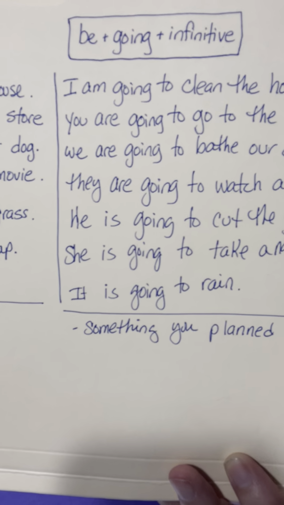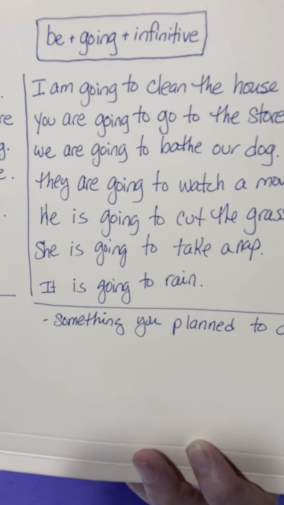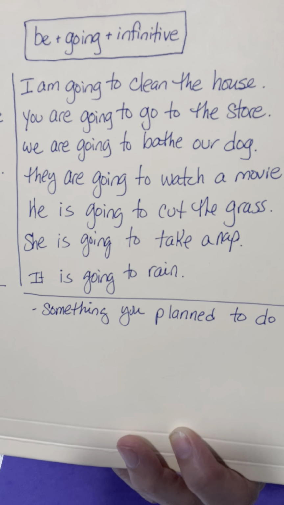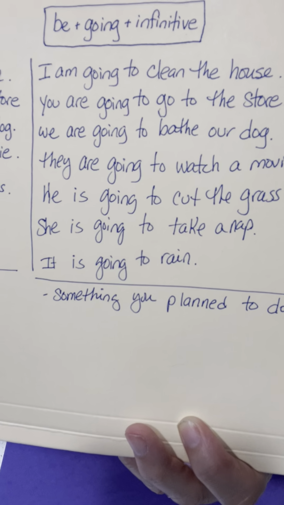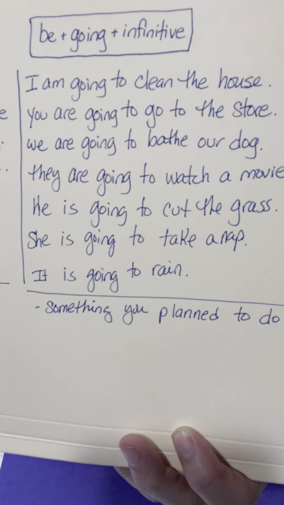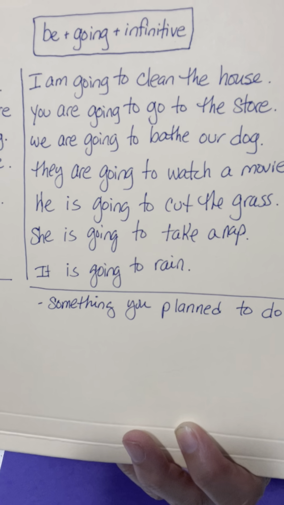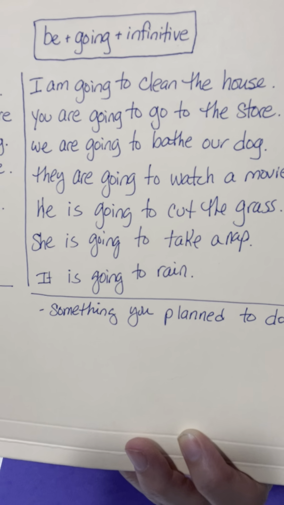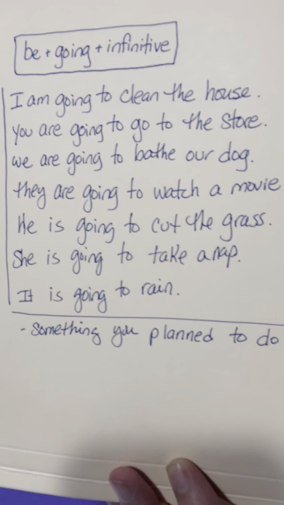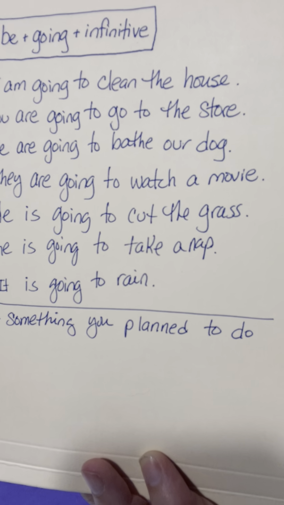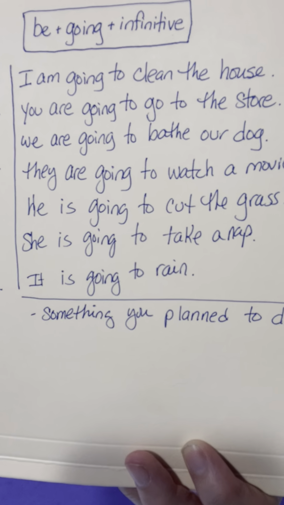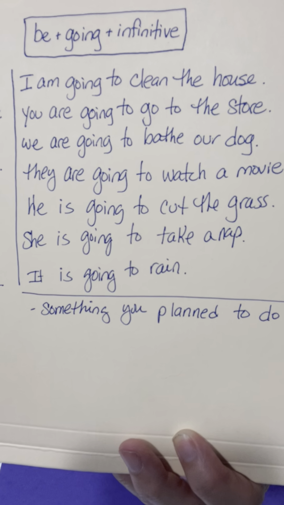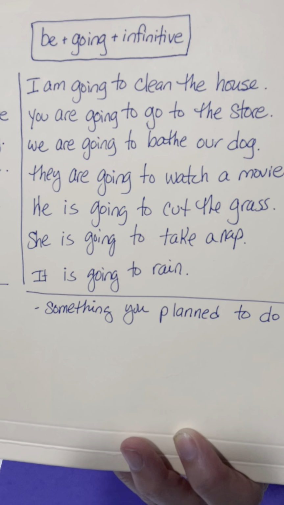So let's take a look at that. I am going, here's the infinitive, to clean the house. You are going to go, infinitive, to go to the store. We are going to bathe our dog. They are going to watch a movie. He is going to cut the grass.